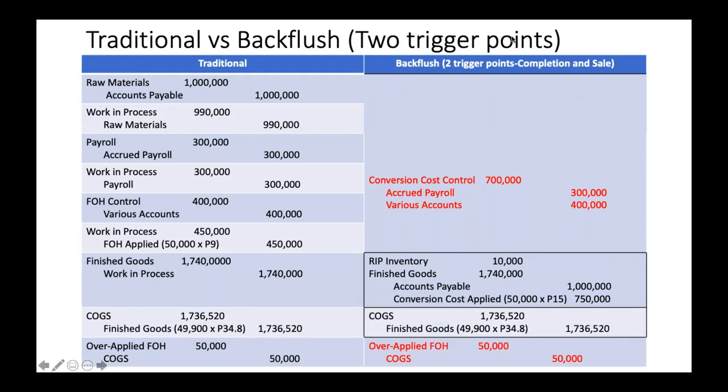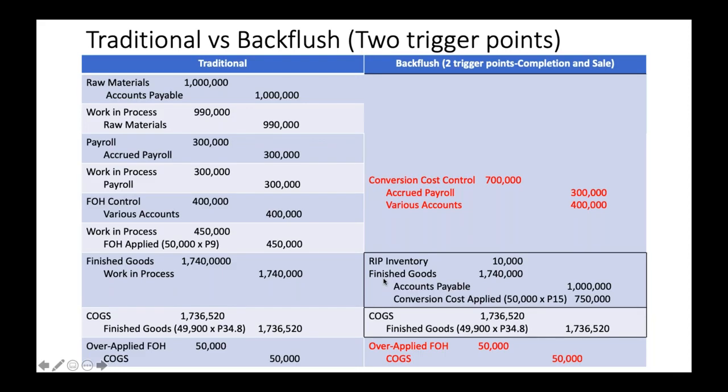Method 2, the trigger points is only at completion and upon sale. Okay, so at this point, upon purchase, we will not be making an entry. We will not be recognizing the raw materials inventory. So only upon completion of the goods being produced.